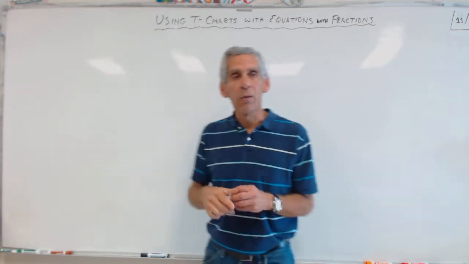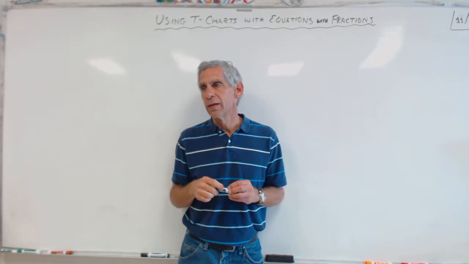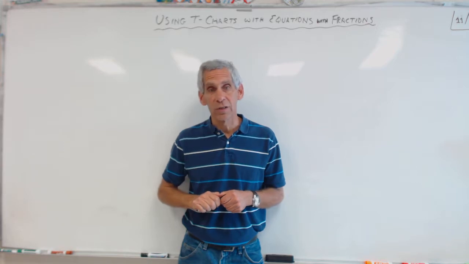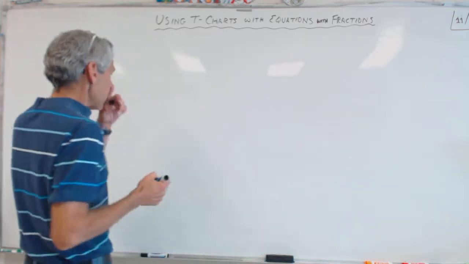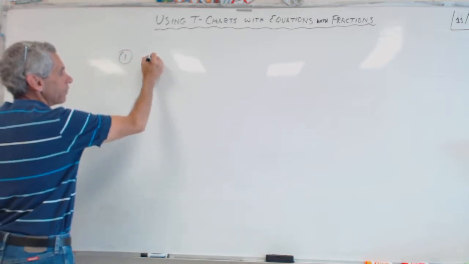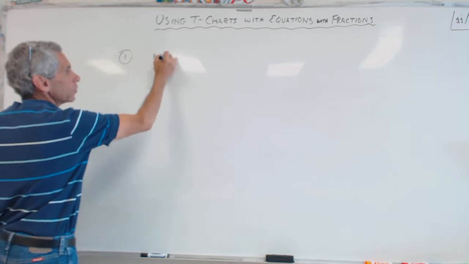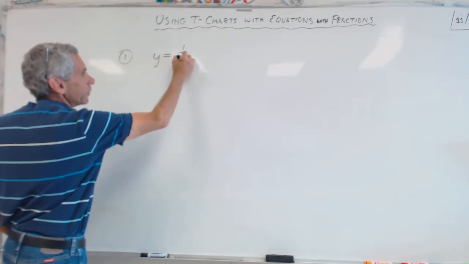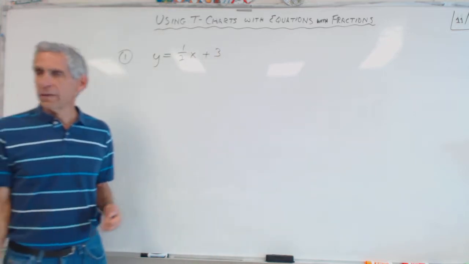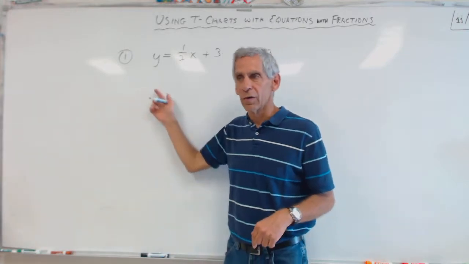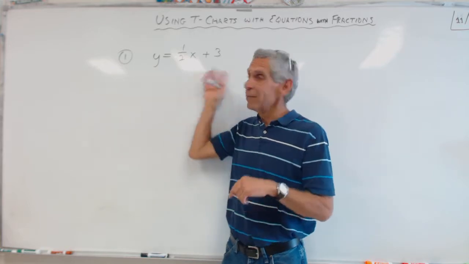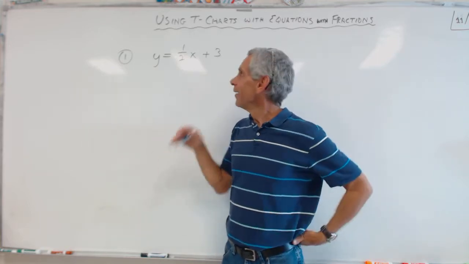However, I want to show you a few things to make certain types of T-charts easier. So here's our first example. Let's say I gave you y equals 1/2 x plus 3. Now, we had one like that on the homework. It was 1/2 x plus something, right? Plus 2? So I'm changing it dramatically.